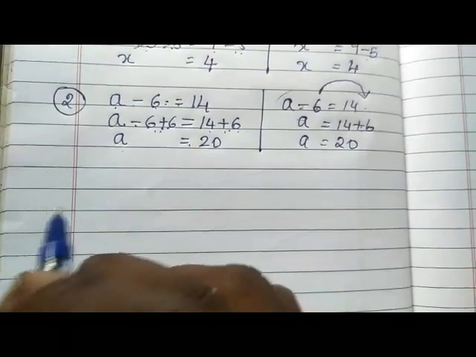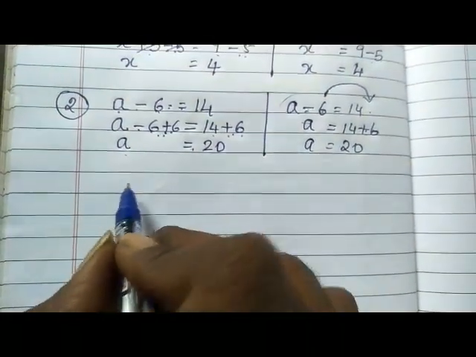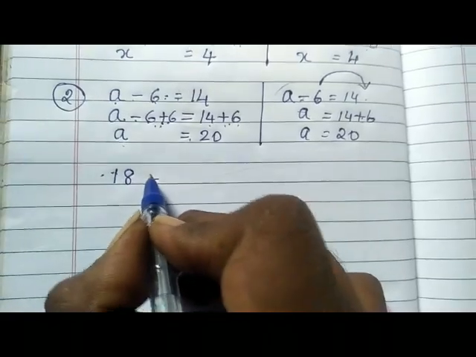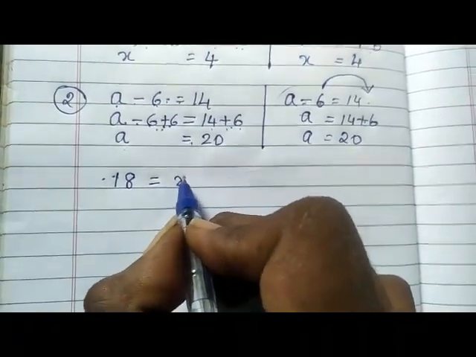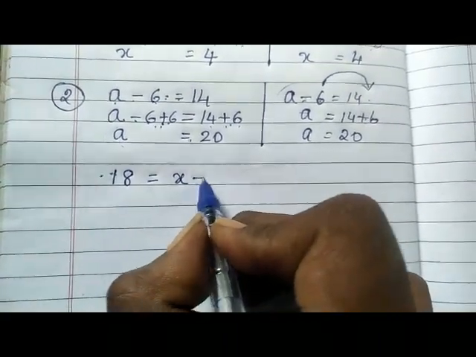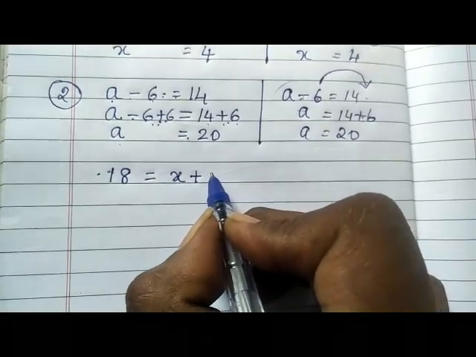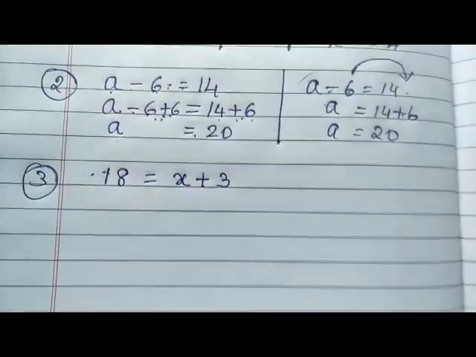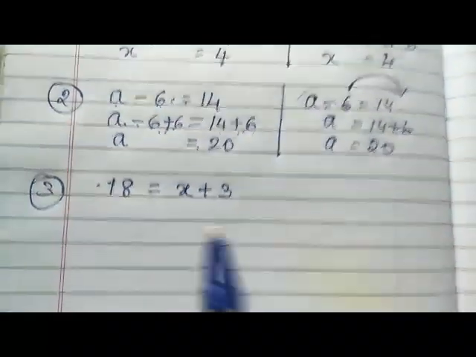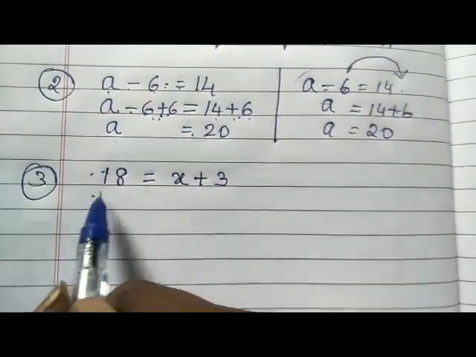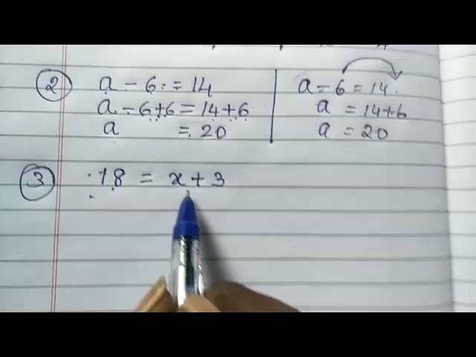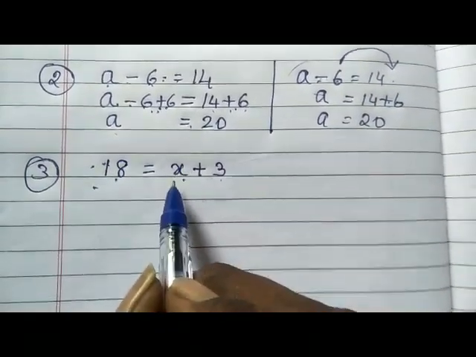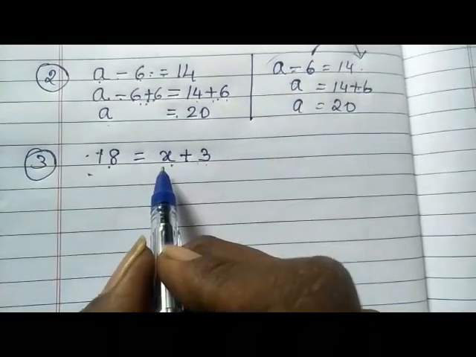Let's do one more sum. 18 is equal to x plus 3. Third method. 18 equal to x plus 3. Now on the left hand side only a number is there, but on the right hand side x plus 3 is there. We want to find the value of x on the right hand side.